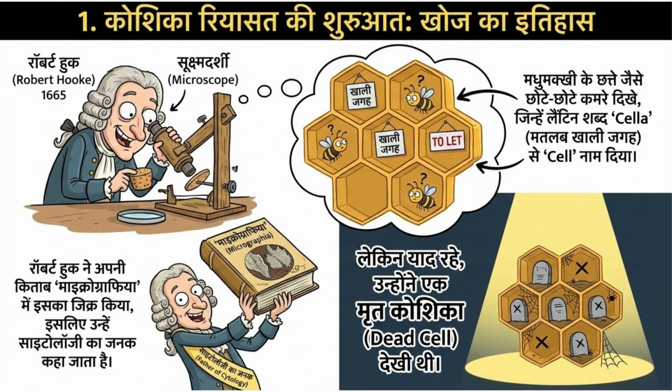Our cell kingdom journey starts in 1665 with Robert Hooke. He observed cork under his microscope, noting small, empty, honeycomb-like chambers. He named them cell, from the Latin word cella, meaning empty space. Hooke, the father of cytology, documented this in his book Micrographia. But remember, he saw a dead cell.